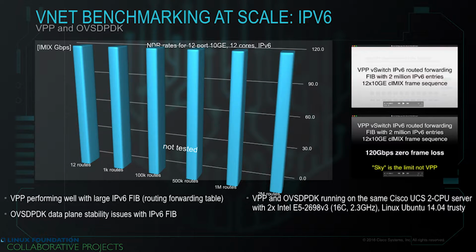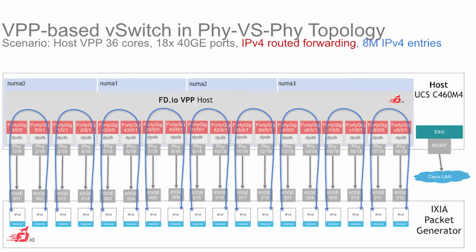For V6, slightly different chart. At the time of the testing, we did not manage to get V6 running with OVS DPDK, so we're only showing the numbers with VPP again at the rate.